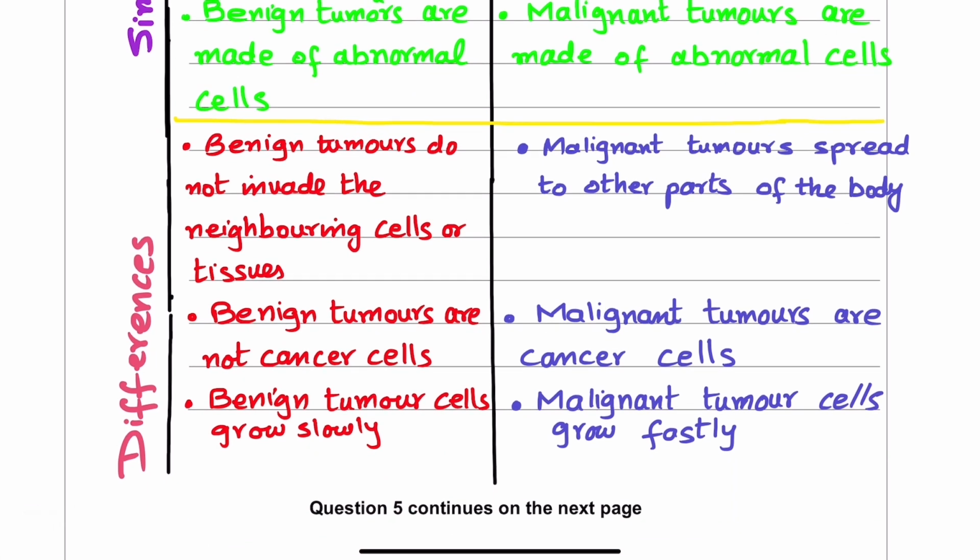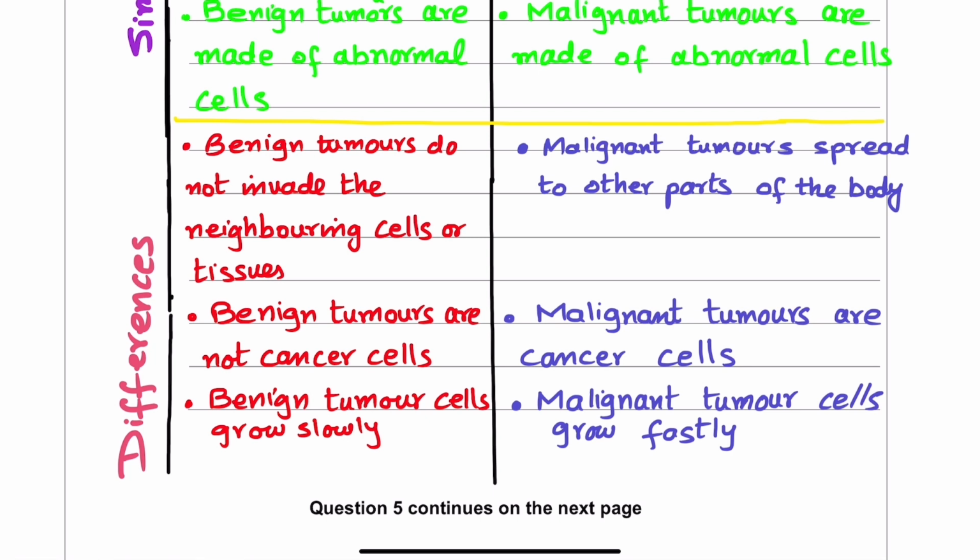Benign tumors do not invade the neighboring cells or tissues. Therefore, they are safe to humans. Whereas malignant tumors spread to other parts of the body. Benign tumors are not cancer cells, whereas malignant tumors are cancer cells. Benign tumor cells grow slowly, whereas malignant tumor cells grow fast.